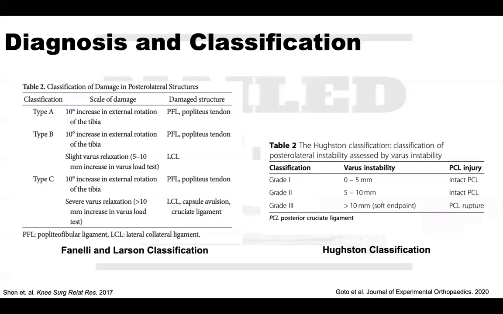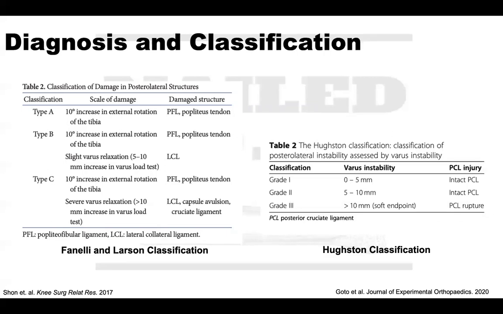There are different diagnosis and classification systems for posterolateral corner injuries. I think probably from an OITE and a boards perspective, these are probably more important to know. The two that are seen here are the Fanelli and Larson classification and the Hughston classification. For both of these, we're trying to see what the varus instability is, as well as external rotation stability.